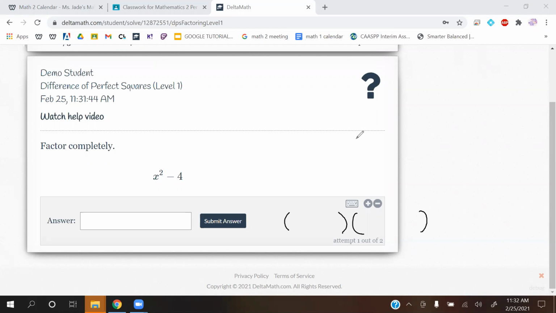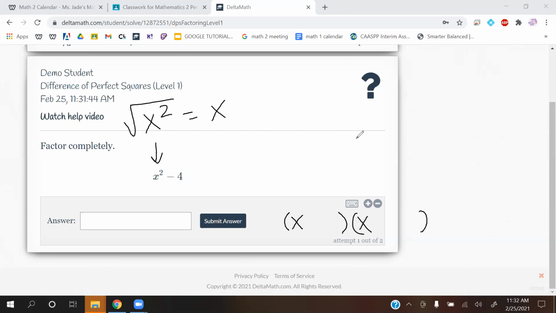So you should have 2 parentheses that are being multiplied together, and that's factored form. To get what goes in these parentheses, take a look at your first term. It is x squared. What is the square root of x squared? Square root of x squared is just x. So I'm going to put an x in here and here. So there's an x in both of my factors.